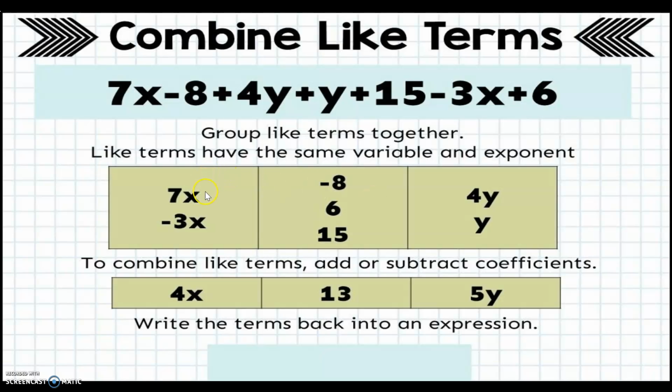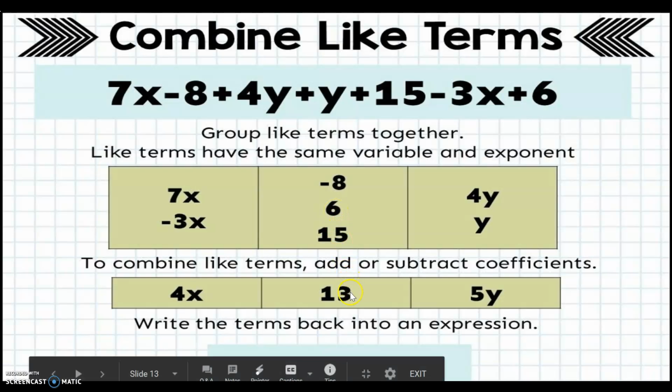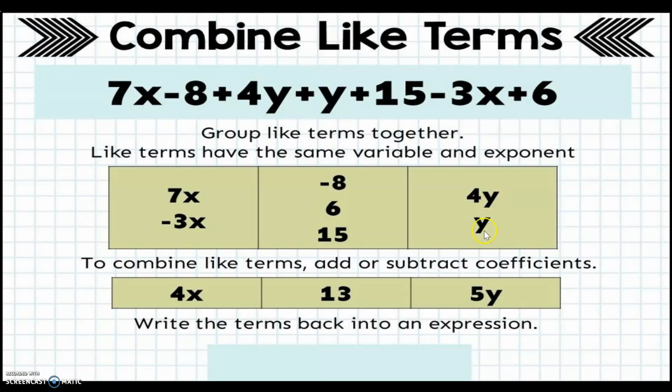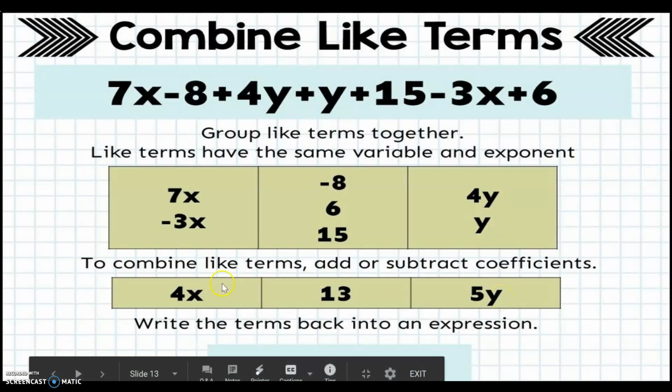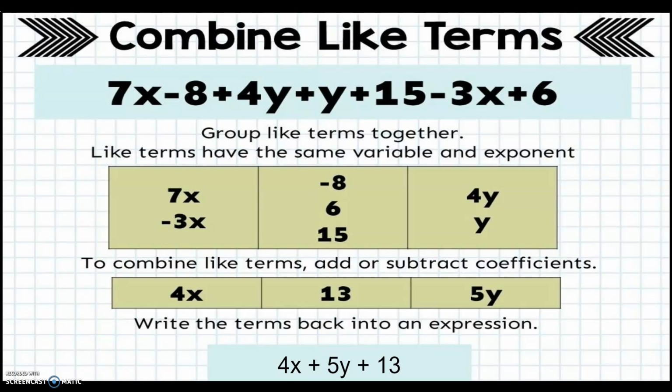Then at this point, you're either going to add or subtract those terms together. So 7x minus 3x equals 4x. Negative 8 plus 6 plus 15 equals 13. 4y plus y equals 5y. Then at the end, you're going to combine those terms together to write the new simplified expression. When you write an expression, you put all of the numbers with variables first. So we have 4x plus 5y plus 13. Your constant is usually at the end.